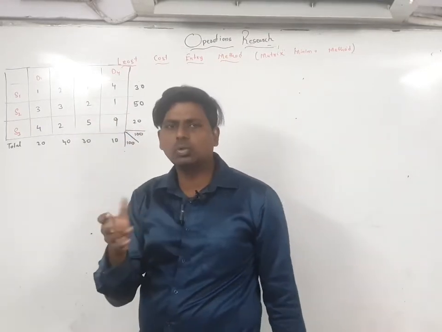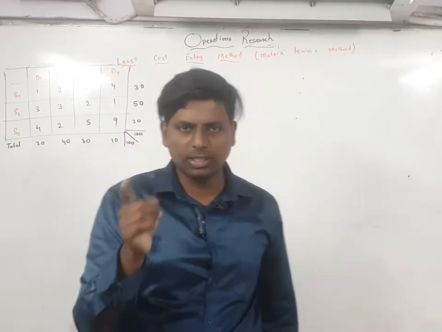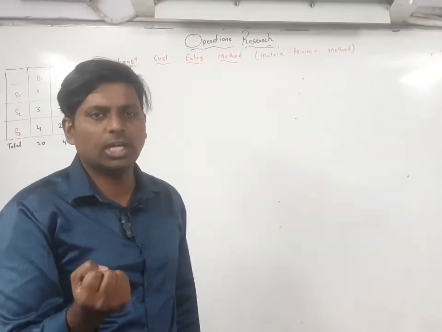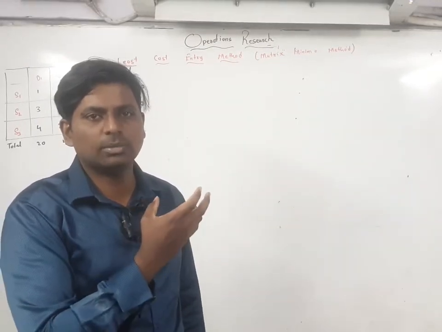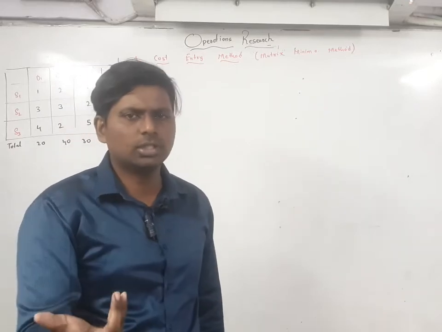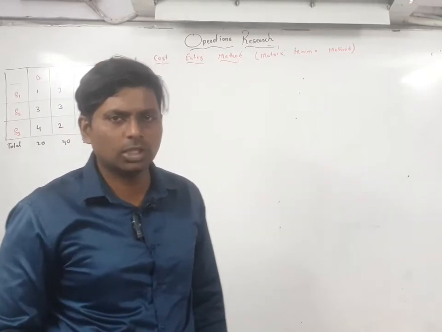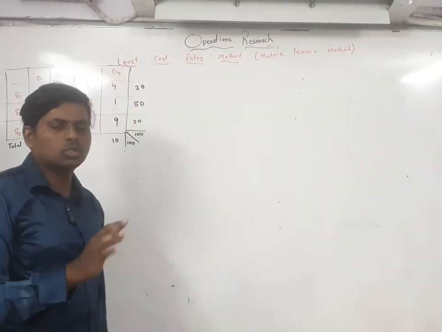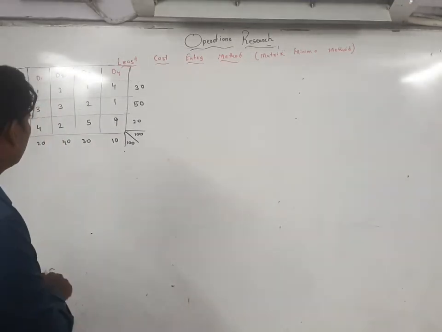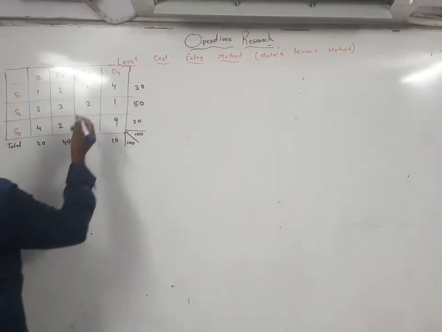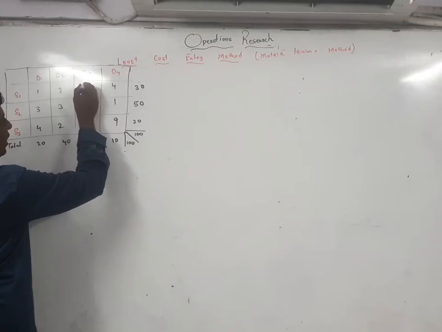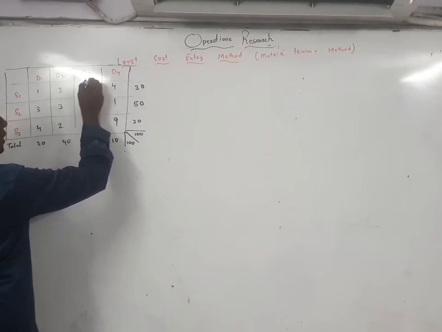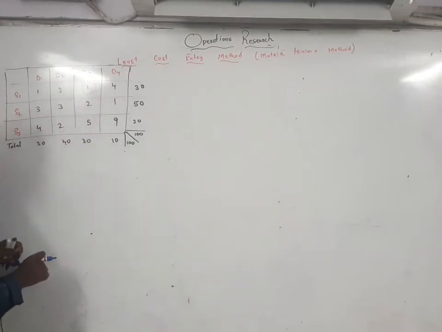So it's up to you, you can select any one. First you have to select the least value. The least value is here, how many times? 3 times. So it's up to you, you can select any one. Which one am I selecting? I am selecting this one.